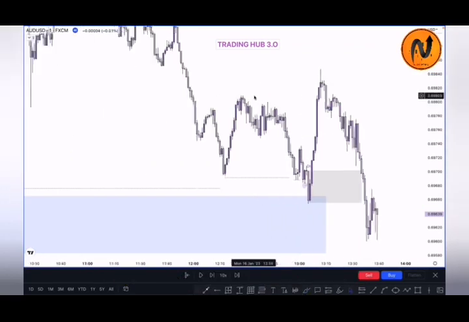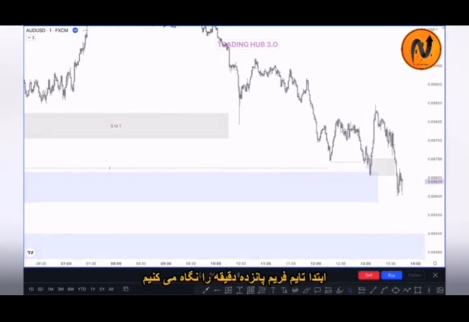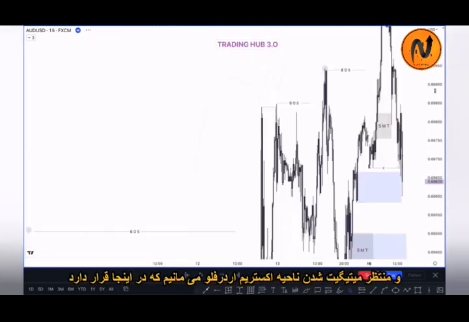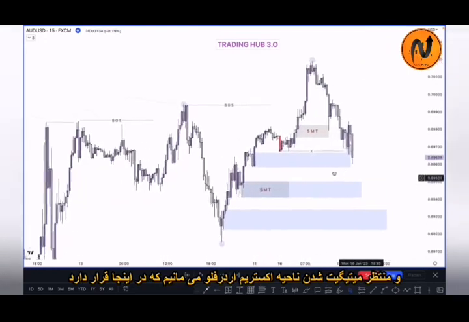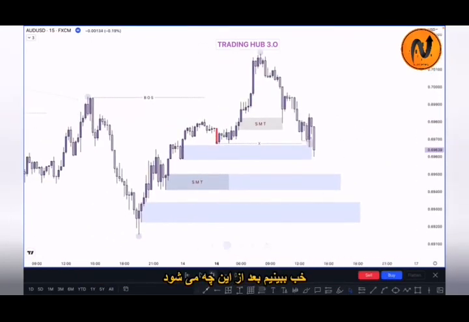at this point. Okay, so now where is our next POI in this case? First of all, check the 15-minute time frame and wait to mitigate the extreme order block, which is here, and you don't need to buy here because this one is SMT. So let's see what happened next after this one.